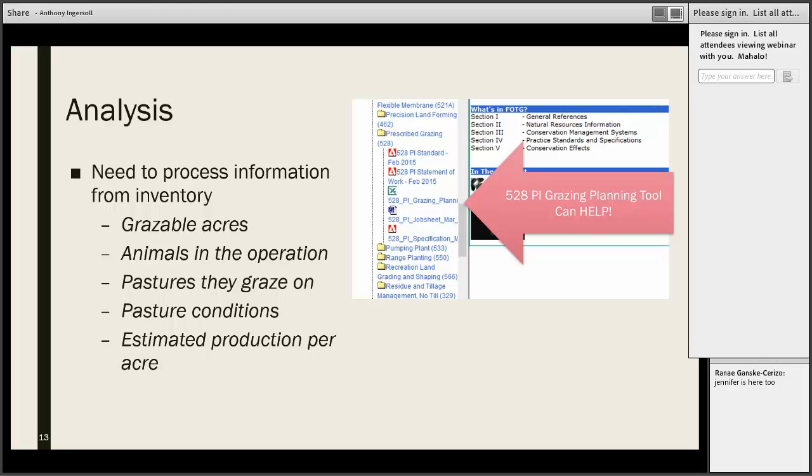So as we start to move forward towards the forage animal balance, the 528 PI grazing planning tool is very helpful. It has been renamed and it's in the EFOTG in the Prescribed Grazing folder. I find that it's most helpful for this exact thing of the forage animal balance.